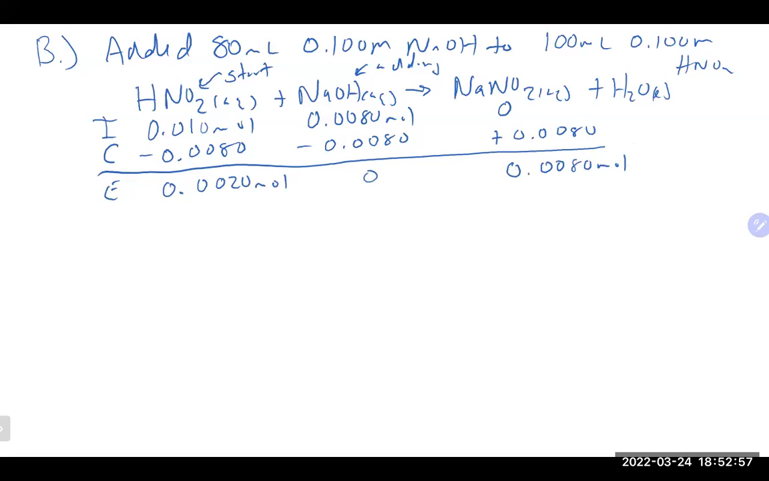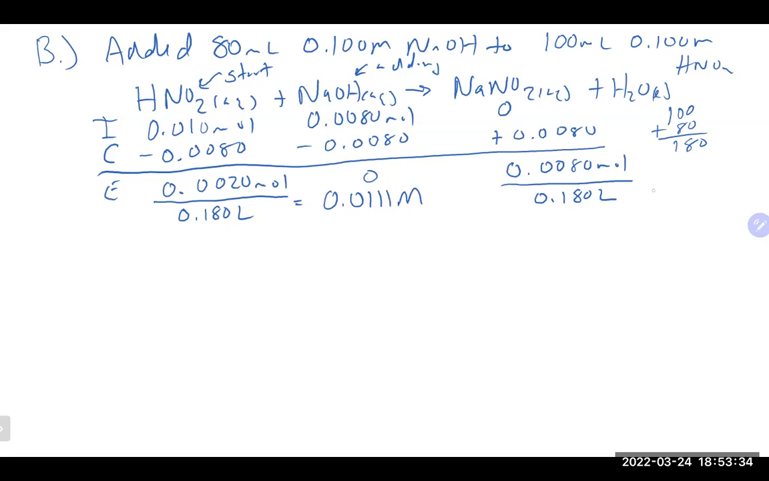At this point, we really should convert it back to molarity. The total volume at this point is 180 milliliters. So we had 100 we started with, we added 80, gives us 180. That means we're going to divide each of these guys by 0.18 liters, which is obviously converting that to liters. Pick up your calculator. 0.002 divided by 0.18 is going to give us a lot of ones there, 0.0111 molar for that guy. And dividing our 0.008 by 0.18 will get us 0.0444 molar.